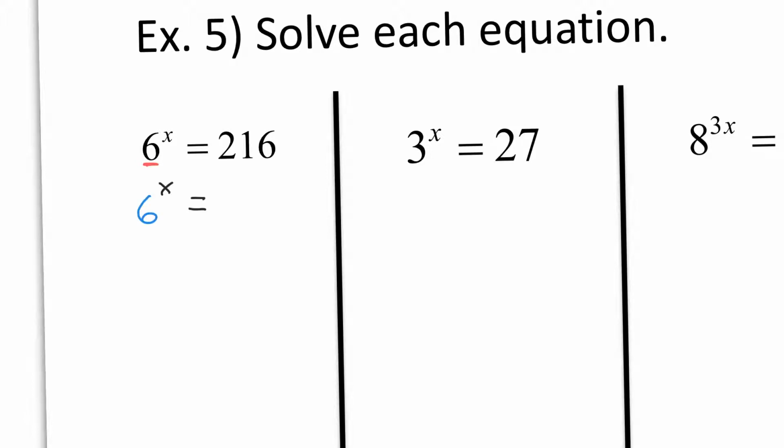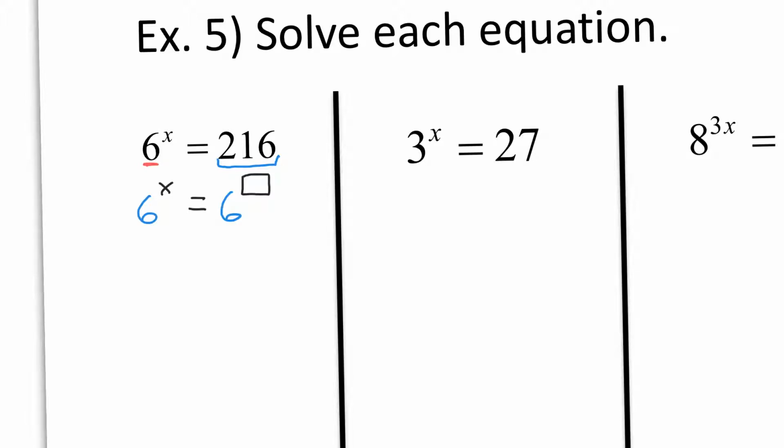And there's the x. But on this side right here, I need to convert or represent that number 216 with the base of 6 and an exponent that is the same value. What I mean is, 6 to what power is going to be 216? And this is where you guys use a calculator. You try to find out an exponent.